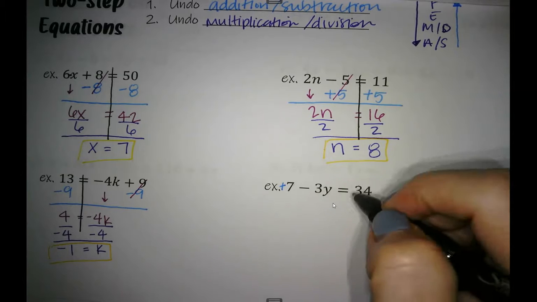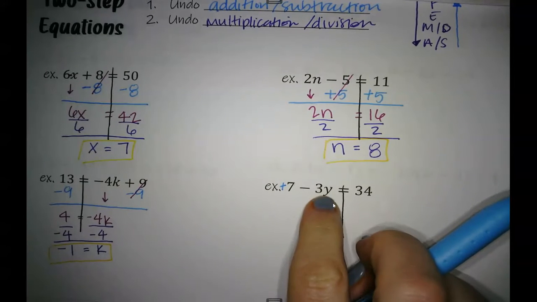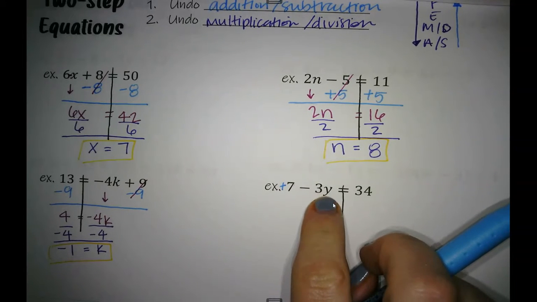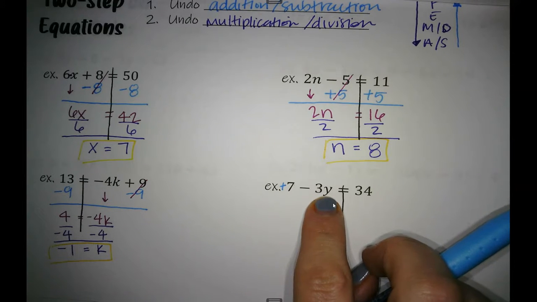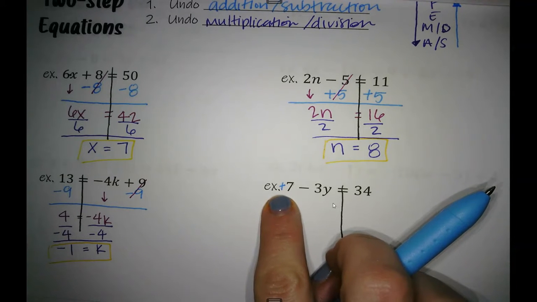Okay, so we're still handling that addition and subtraction first. We have this addition. Remember, this subtraction goes with my variable, goes with that negative 3 that is being multiplied. It's not a separate subtraction. So this is being added to it because it's a positive 7.